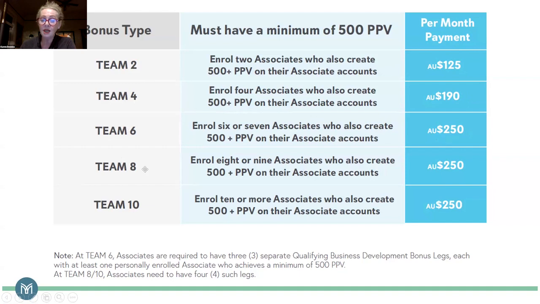So once you do Team 6, Team 8 and Team 10, as you can see, every time you go up another 2, you get another $250. And I just want to point out this point below too, because once you get to Team 6, you must have at least one of those people coming from 3 different legs. Once you get to Team 8 and 10, you must have those 10 people, at least one, coming from 4 different legs. So that's just a small thing. But once you get to understanding and developing this bonus, you can always go back and read the fine print and remember how to do this.